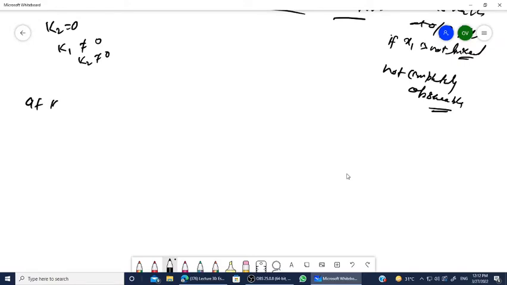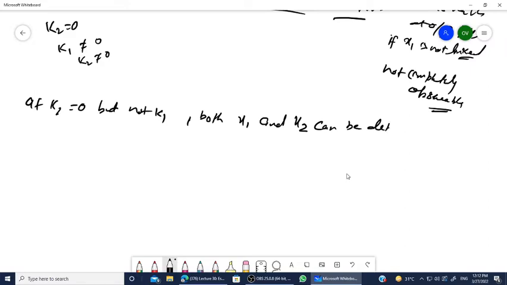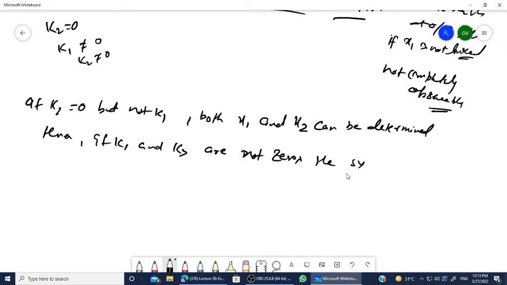If k2 is 0 but not k1 and k3, or first consider for the k1 only, you can write here both x1 and x2 can be determined, right? Hence, if k1 and k3 are not zeros, the system is completely observable. What does it mean?